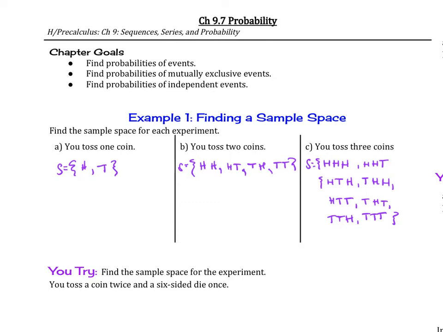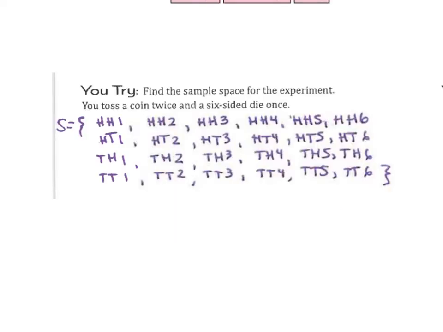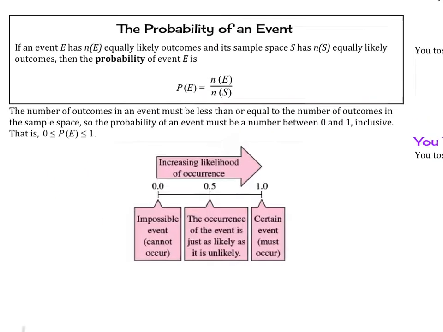Here we're going to find the sample space for the experiment: you toss a coin twice and a 6-sided die once. See if you can list the sample space here. It is kind of large, so see if you can do that. If you tried it out, this is the sample space. You're taking the 2 coins from the previous example and adding 1, 2, 3, 4, 5, 6. You notice there are 24 different possibilities.